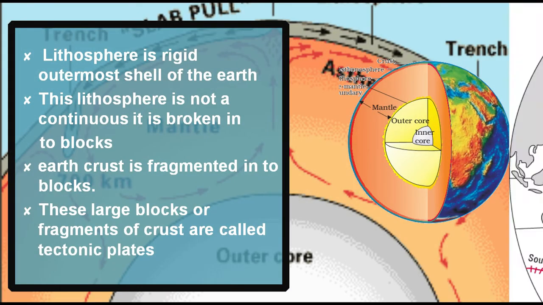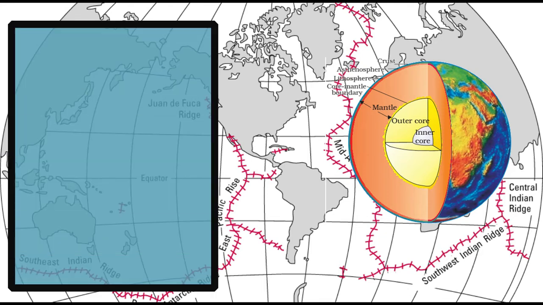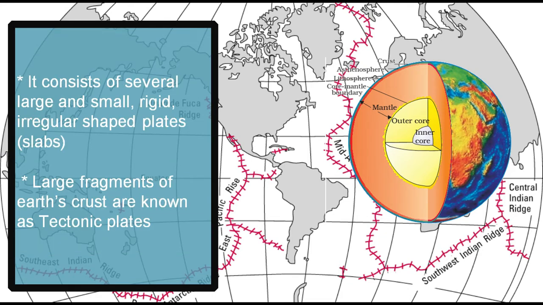These are the characteristics of the lithospheric plates. They can be large, they can be small. These tectonic plates are rigid and they are irregular in size, meaning their size is not fixed. They can be bigger, they can be smaller, right?